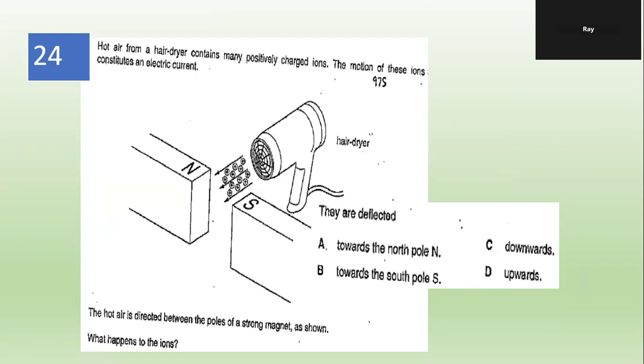This is from a long time ago. It's just to test you, to see whether you can apply your knowledge. What happens to the ions? A, they are deflected towards the north pole; B, they are deflected towards the south pole; C, they are deflected downwards; D, they are deflected outwards.